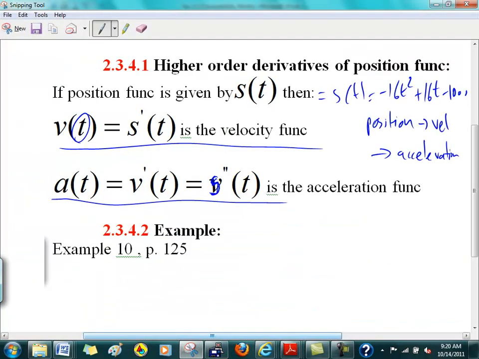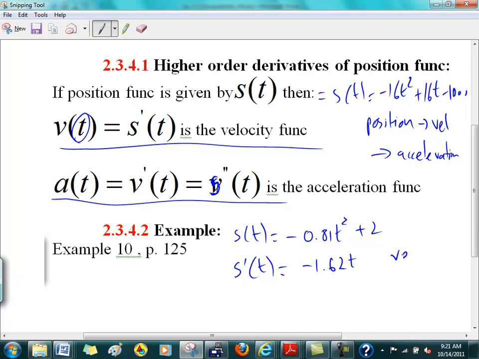Okay? All right, so using that knowledge, I have 2 problems to do, so I better get through them, okay? Let's quickly take a look at example 10 on page 125, okay? They give you the position function: s(t) equals negative 0.81 t squared plus 2, okay? If you differentiate once, what do you get? What's the derivative function? Negative 1.62t.